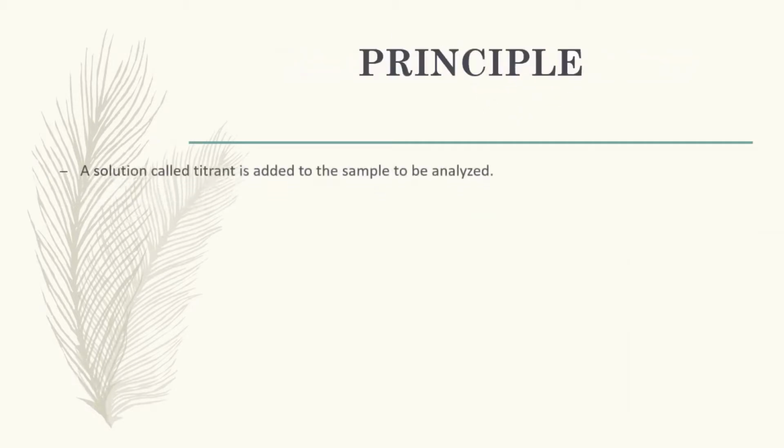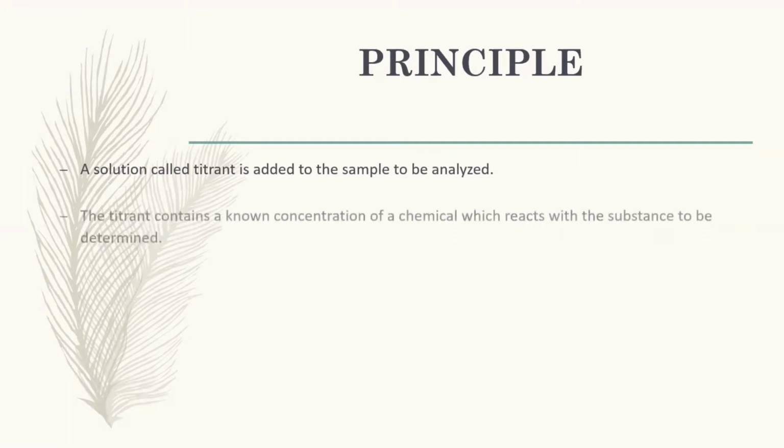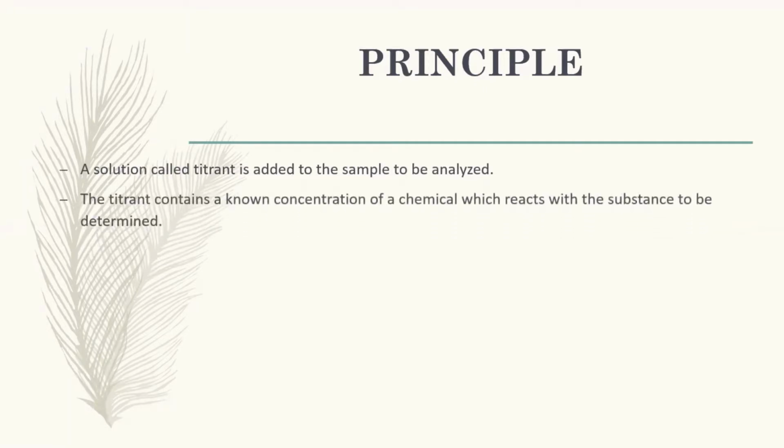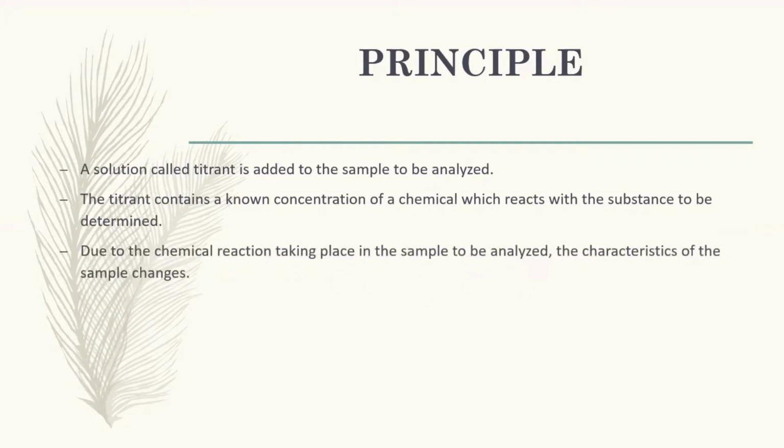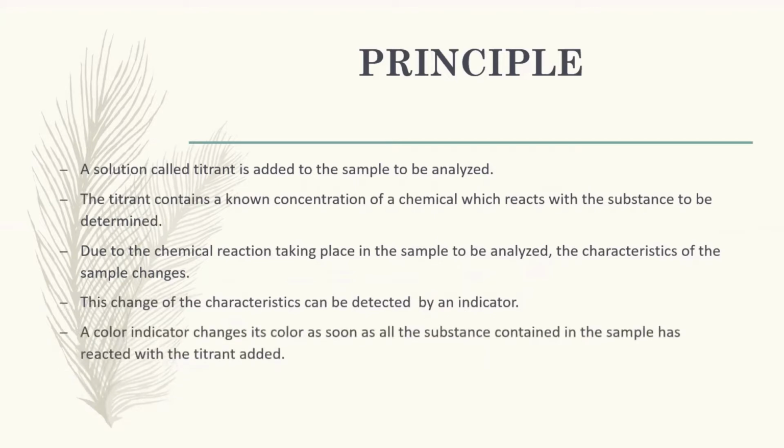Principle. A solution called titrant is added to the sample to be analyzed. The titrant contains a known concentration of a chemical which reacts with the substance to be determined. Due to the chemical reaction taking place in the sample to be analyzed, the characteristics of the sample change. This change of the characteristics can be detected by an indicator. A color indicator changes its color as soon as all the substance contained in the sample has reacted with the titrant added.